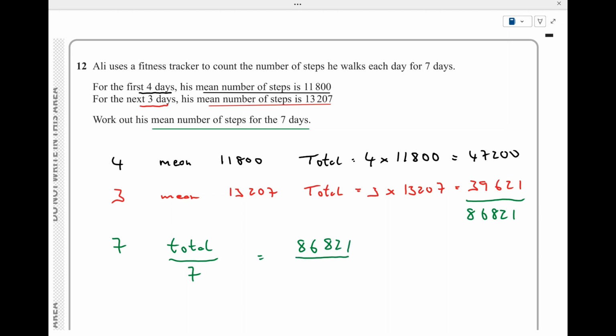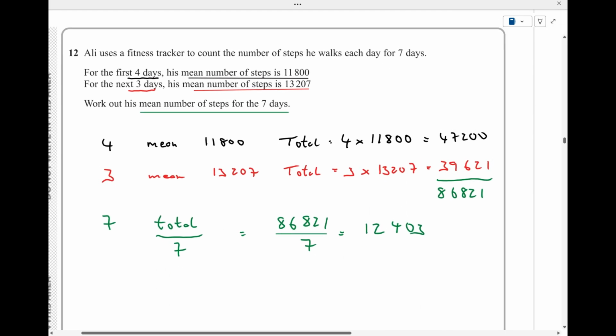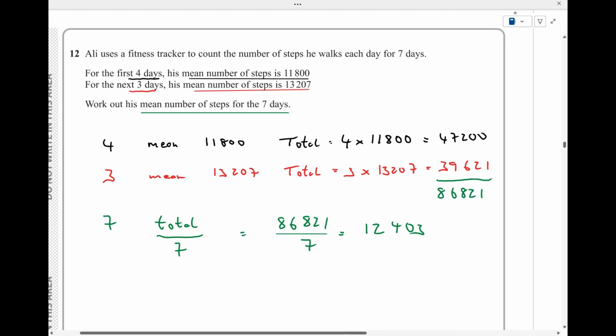So the mean for the 7 days is 86,821 divided by the number of days, 7. Divided by 7 equals 12,403, which is the mean number of steps for the 7 days.